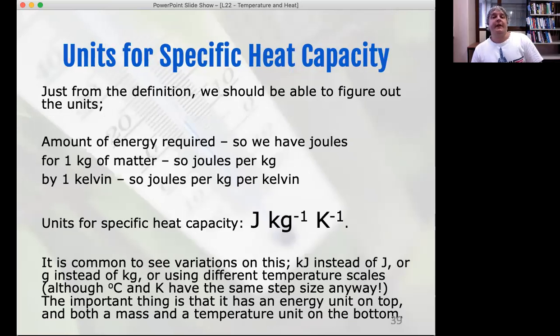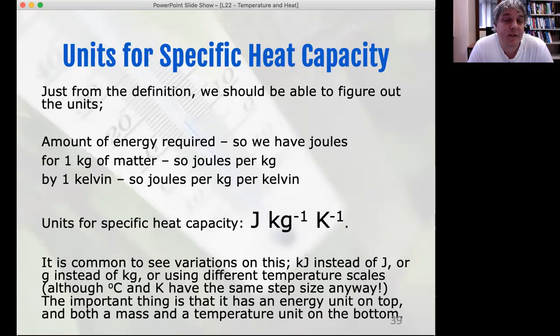The units for specific heat capacity, you can pretty much tell that from the definition. The specific heat capacity is the amount of energy needed to heat up 1 gram or 1 kilogram, if we switch back to SI units, 1 kilogram of matter by 1 Kelvin. So the standard units are joules per kilogram per Kelvin.